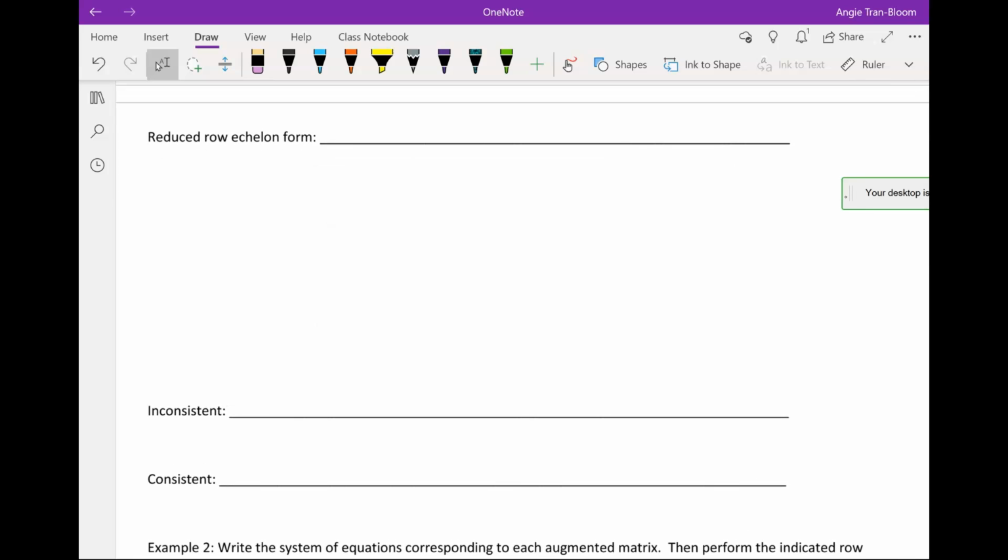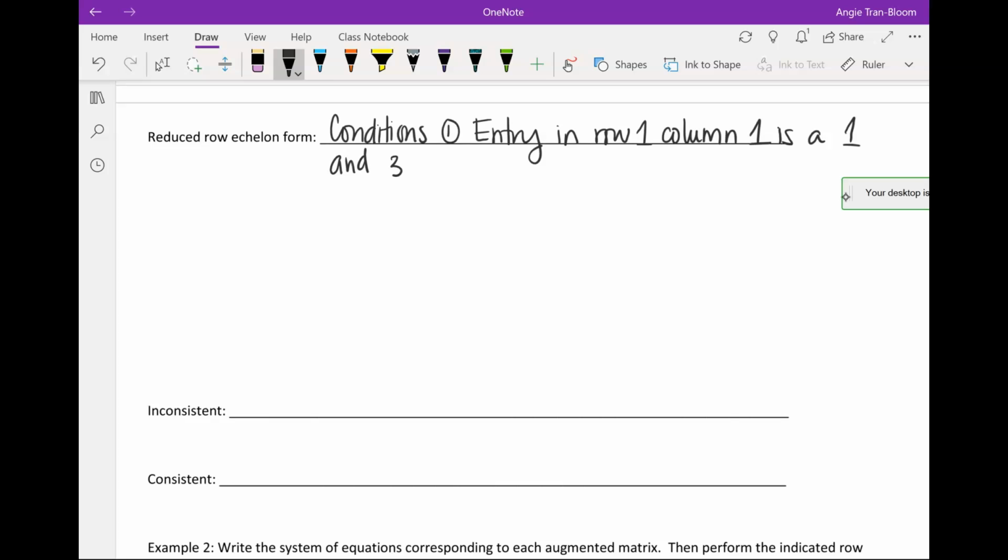All right, just a few more vocab. Reduced row-echelon form. Here are the conditions of our reduced row-echelon form. There are 3 conditions, okay? Conditions are: 1, the entry in row 1, column 1 is a 1 and zeros below it. Leave a little bit of space on the left because we're going to make an example right there. And zeros below it.